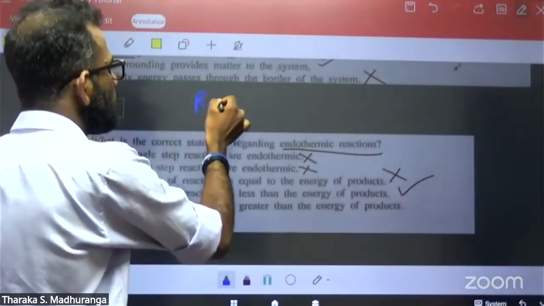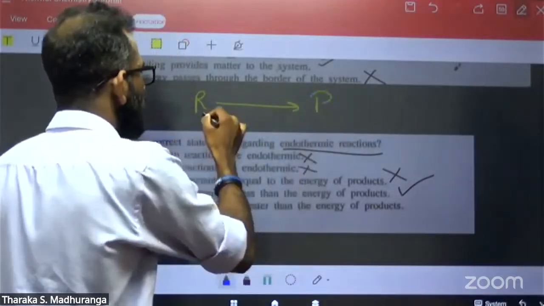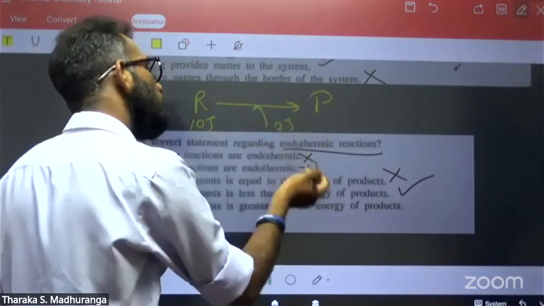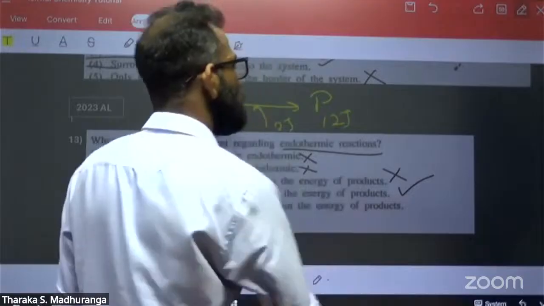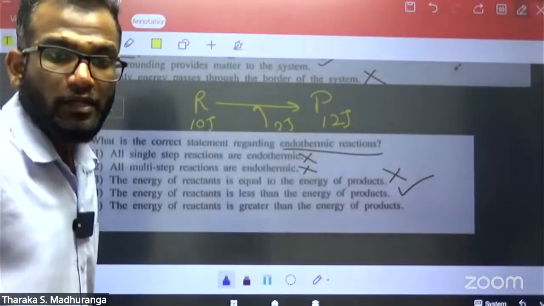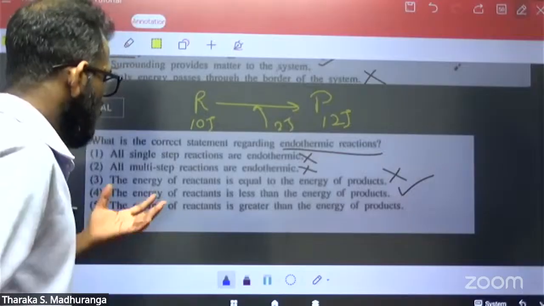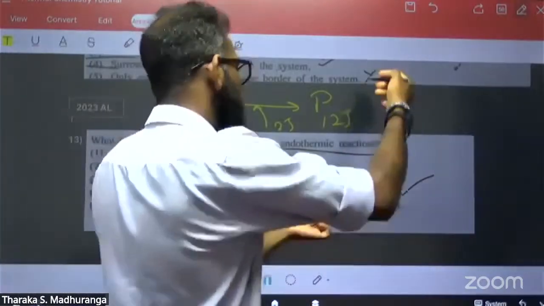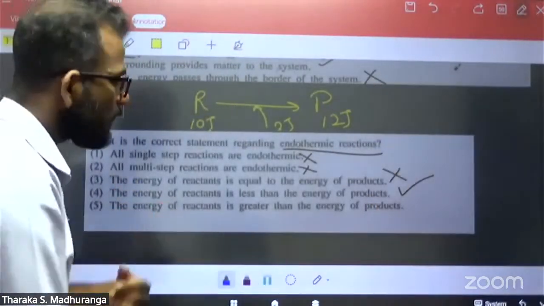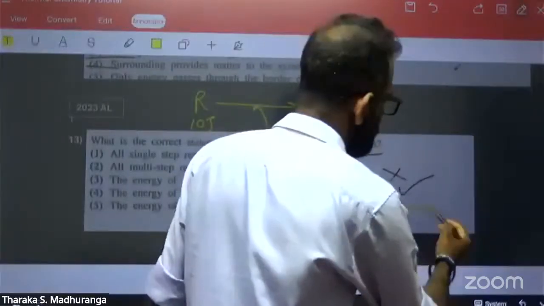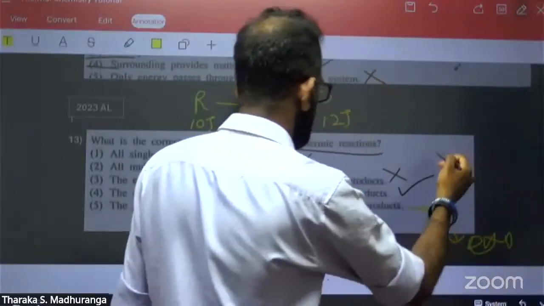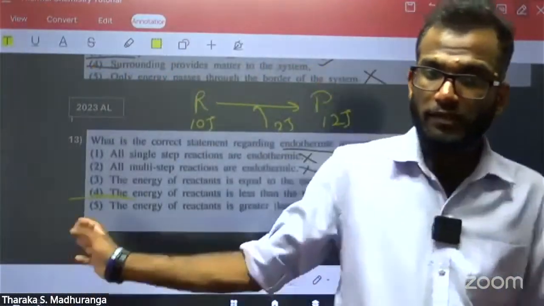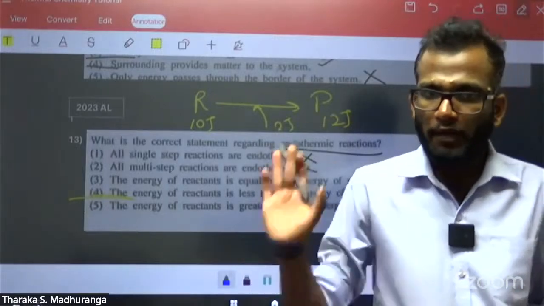Now think, a reactant converts into product. If the reactant has 10 joules and 2 joules are absorbed from the environment, then the product contains 12 joules. Product energy level is 12, it is greater. The energy of reactant is less than the energy of product, yes. If the energy of reactant is greater than that of product, it is an exothermic reaction. That's about exothermic. It is wrong, the answer number 4. Who got this final answer correct? Final question? Raise your hand.